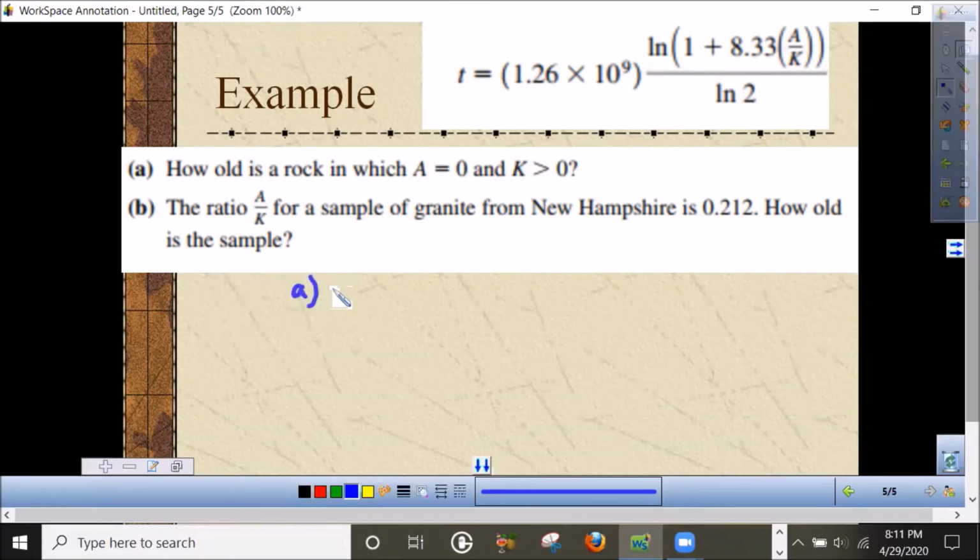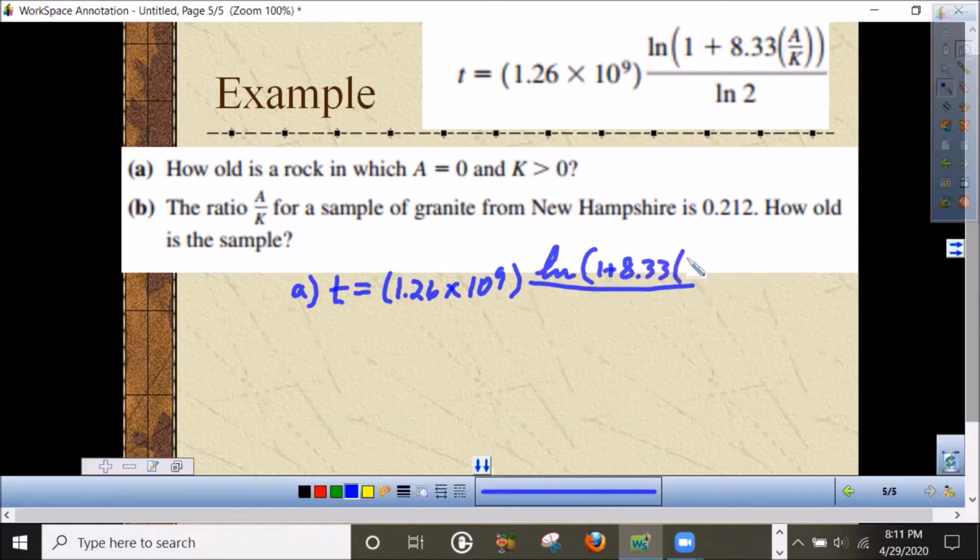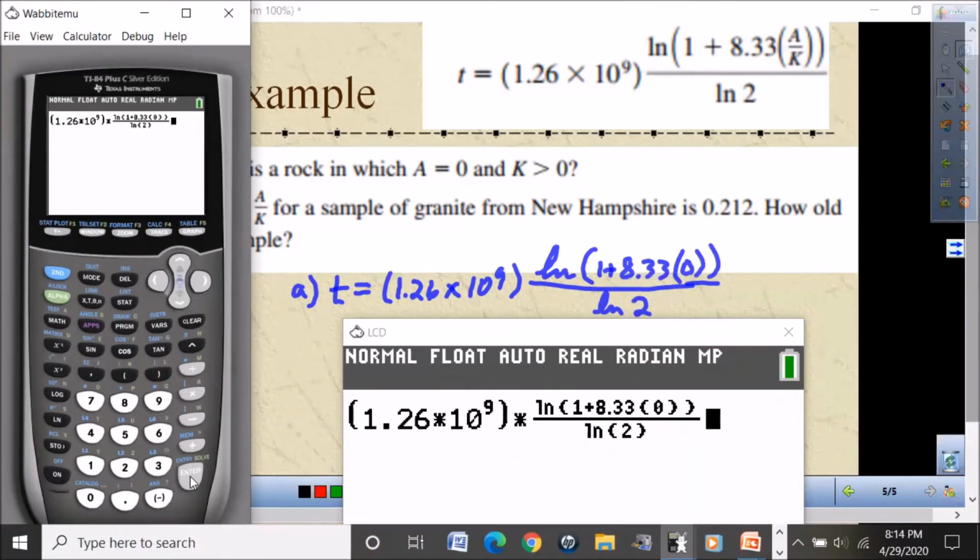If we put the numbers in the formula, we're going to say that T is equal to 1.26 times 10 to the ninth power times the fraction natural log of 1 plus 8.33 times the fraction 0 over some positive number. That fraction would just equal 0. All this divided by natural log of 2.